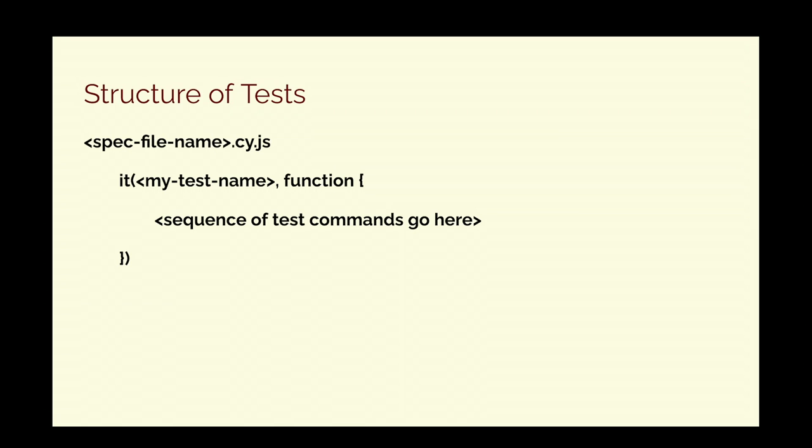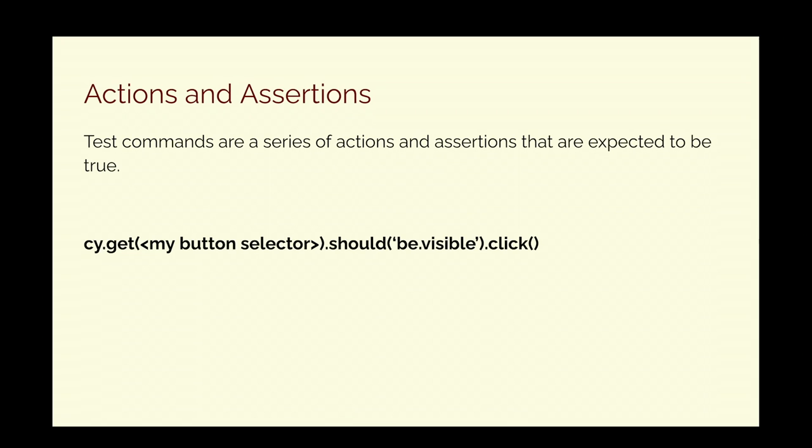You put in your sequence of actions, and those sequence of actions basically look a lot like jQuery, if you're familiar with that. You'll have an object called cy that you're using like jQuery. You'll call the get method, and you put your actual query selector in here. Then you just string methods along.